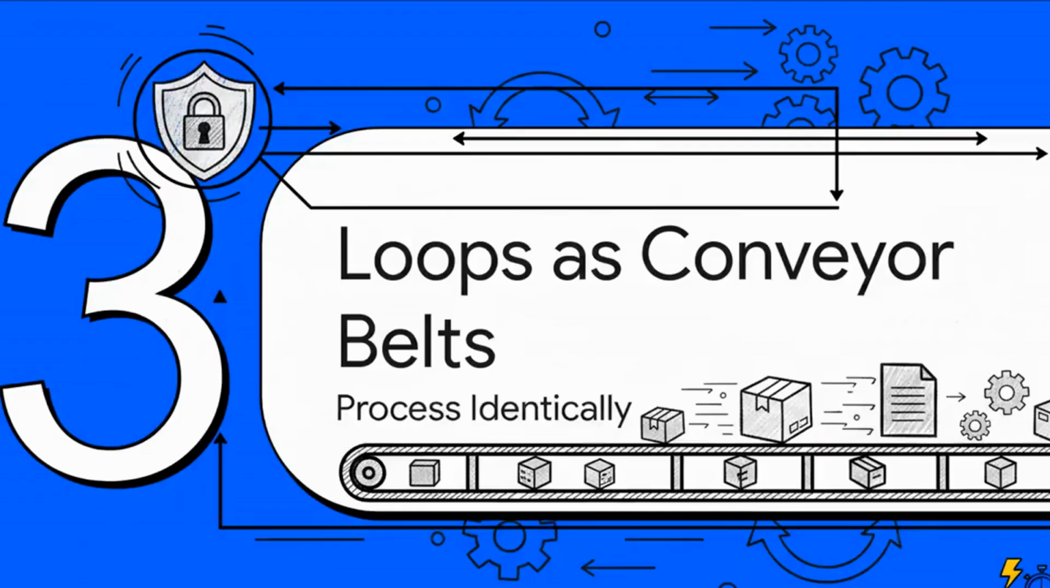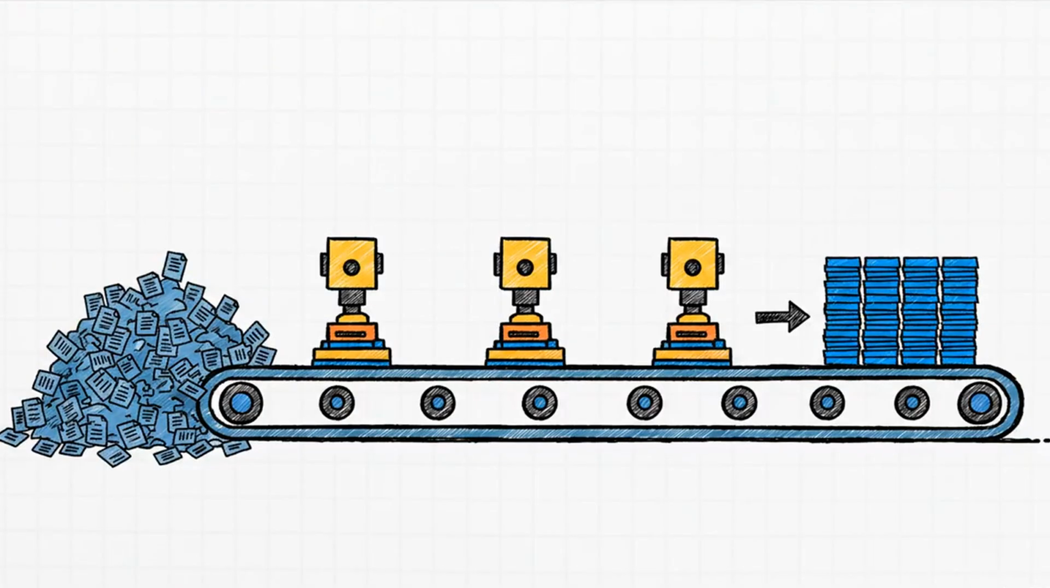No exceptions. Awesome. Now for part 3, loops as conveyor belts. Loops are what take your script from being just kind of useful to incredibly powerful. Think of them as a factory conveyor belt.